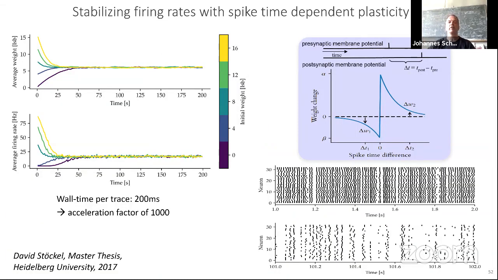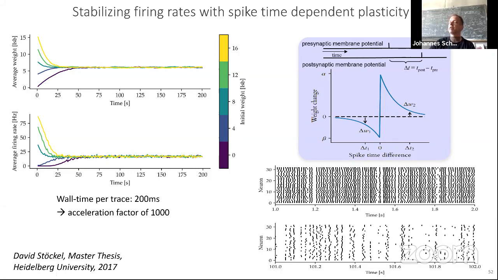And if you then configure it, for example, to represent this STDP learning rule, it allows you to stabilize, for example, the firing rates here. And you can still use the acceleration factor during this. So the wall time for this here is only 200 milliseconds, even if in real biology it would take 200 seconds to reach this plateau here in the firing rates.